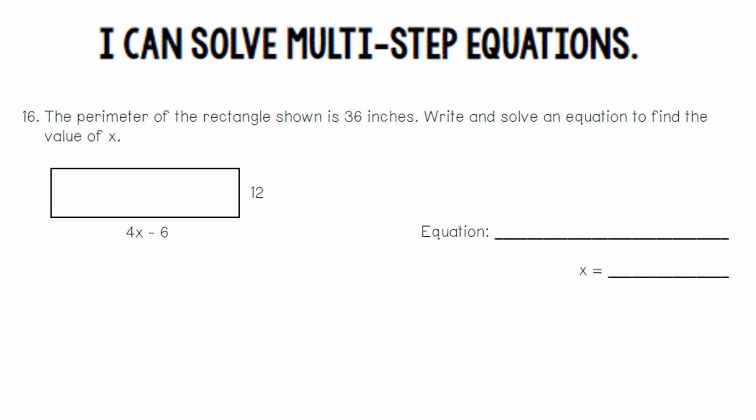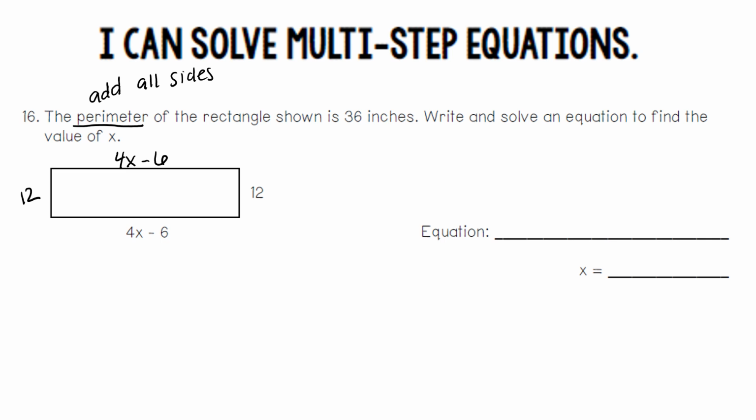For number 16, it says the value of the perimeter of the rectangle shown is 36 inches. Write and solve an equation to find the value of x. So remember, perimeter means that we're going to add all the sides. So again, if our bottom section is 4x minus 6, that means that our top section is the same, 4x minus 6. If the right-hand side is 12, it means that the left-hand side is 12.